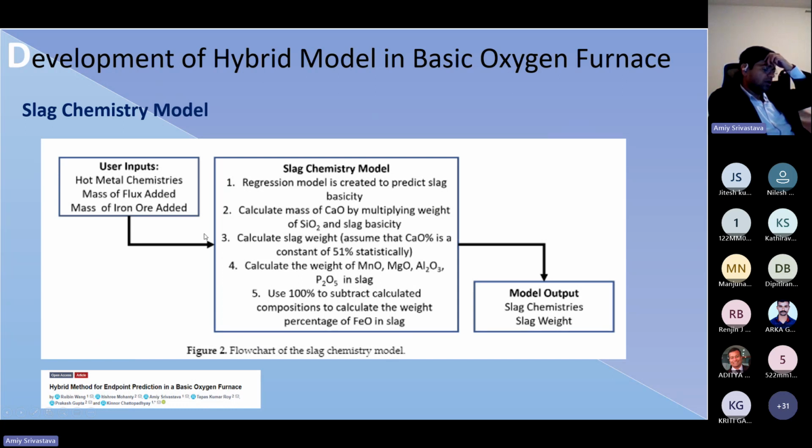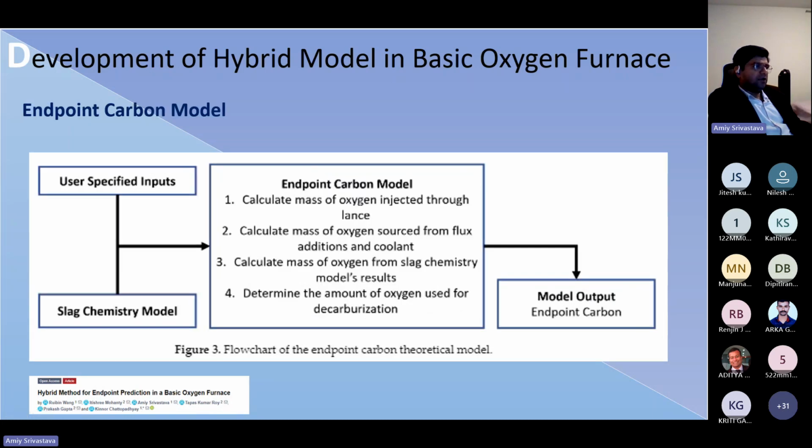So these are the details of slack chemistry models. I'm not going to get into the details of this; everything is mentioned over here. The second one is the detail of our endpoint carbon model. What we did basically, we calculated the mass of oxygen injected, the mass of oxygen source, and then calculated the mass of oxygen from slack chemistry, then determined the amount of oxygen used for decarbonization. And that's how we calculated.